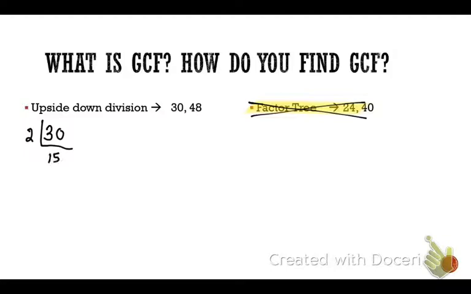And how many times does it go into 30? 15. Now, 2 doesn't go into 15, so now I'm going to go up to my next value. Does 3 go into 15? Yes. 3 goes into 15 5 times. Does any number other than 1 and 5 go into 5? So as soon as you have a prime number at the bottom, you know that you're done. All right, so now let's do 48.